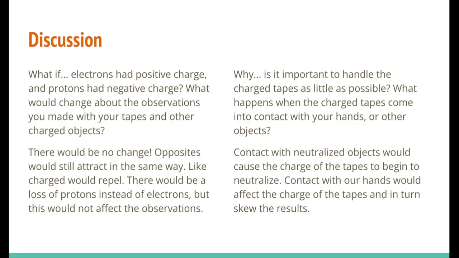And then for the discussion, if there was a change in the charge, as if electrons had positive and protons had negative charge, there would be no change in the observations, as the principles would still be the same, that opposites attract and like charges repel. This would show the same results. However, there would be a loss of protons instead of electrons, but this would not affect the observations.